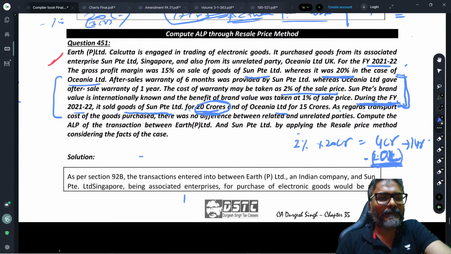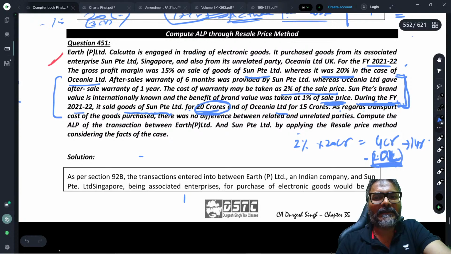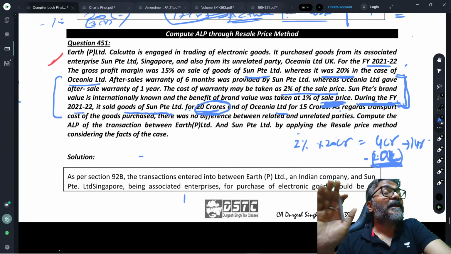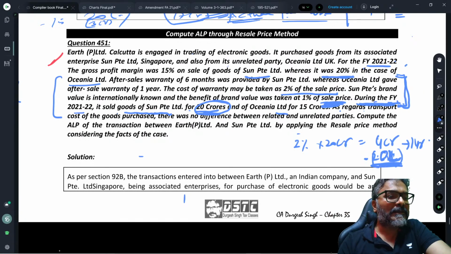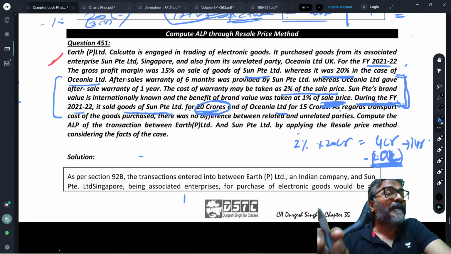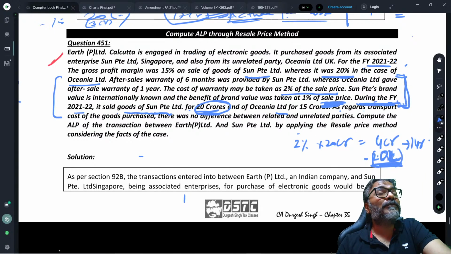Students, Sun PET's brand value is internationally known and the benefit of brand value was taken at 1% of selling price. So the brand is there. In the case of the international transaction, it is with brand; unrelated parties are without brand. Brand will increase the price. As compared to unbranded, the branded will always be on a higher side. So I have to make it branded. The price which I have got of 16 crores, which is unbranded, I need to make it branded.